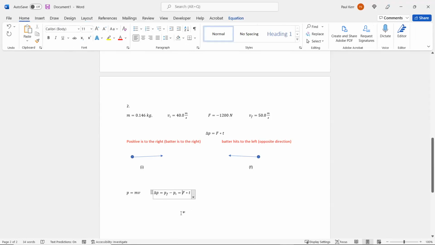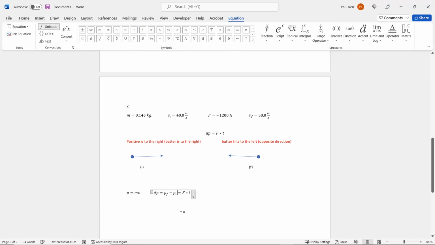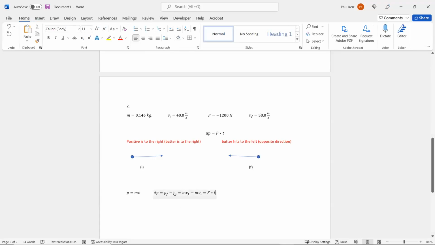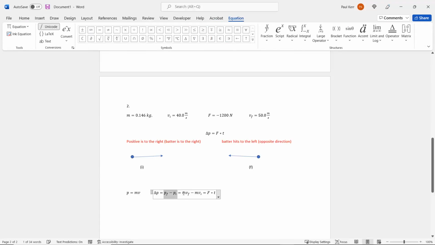Yeah. Okay, but before you actually use your equation sheet and look at that, I want you to say, oh, but what is P final? Well, it's M times V final. Why? Because momentum is mass times velocity, minus M times V initial. So from here to here is literally just plugging in this equation for momentum.